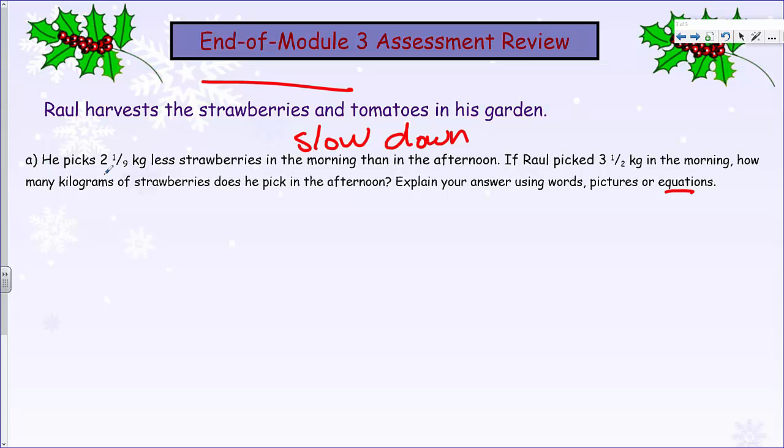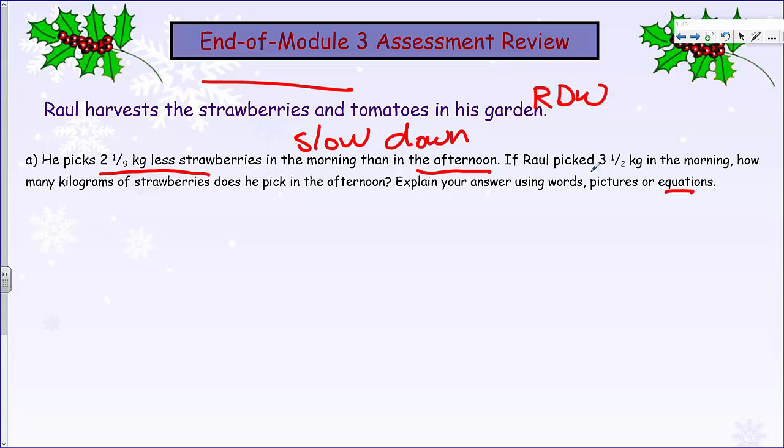It says that he picks this much less. So this isn't how much he picked in the morning, it's how much he picked less. Compared to what? Well, compared to the afternoon. So he picked this amount less than he did in the afternoon, which means that he picked more strawberries in the afternoon. And I keep saying this different ways because that's going to help me understand, because we're doing the RDW, right? Read, draw, write.